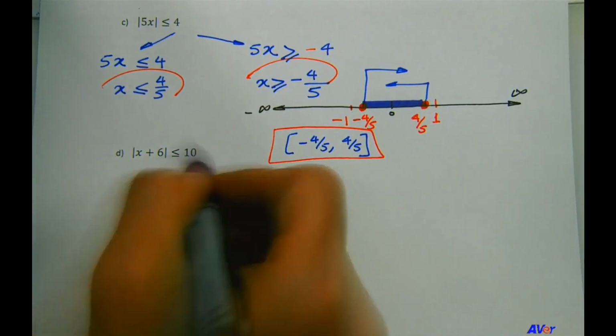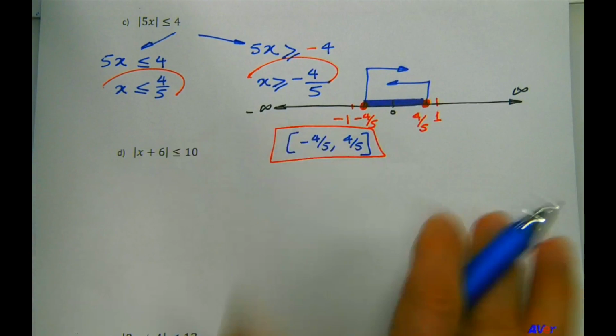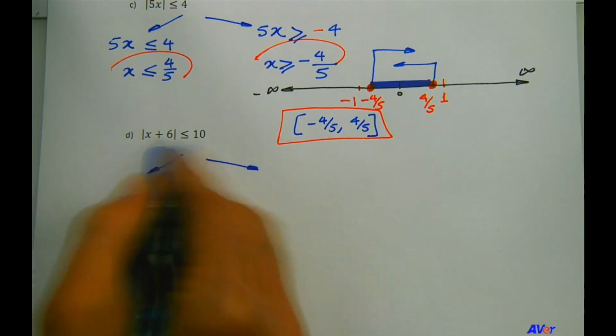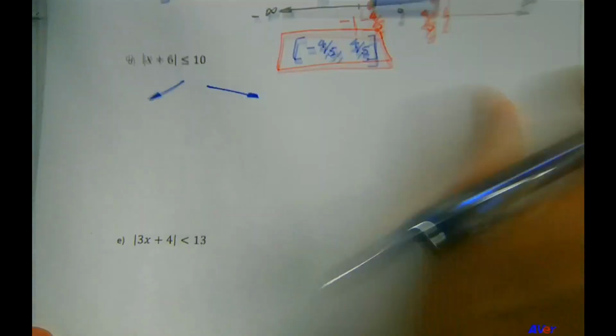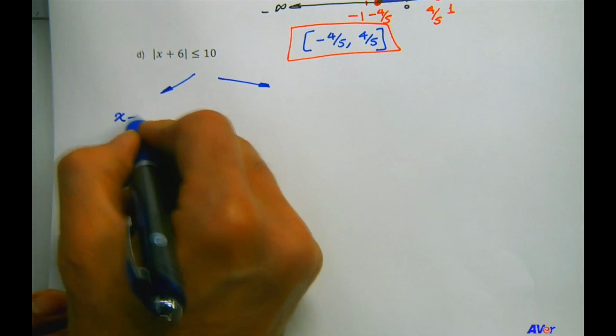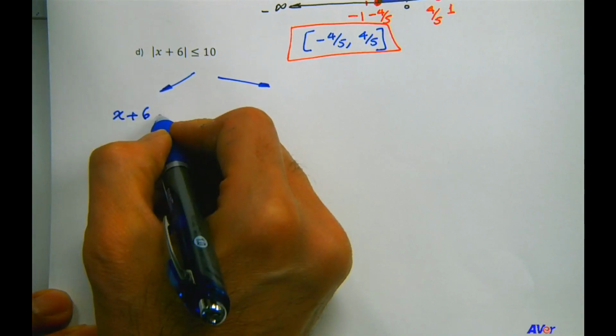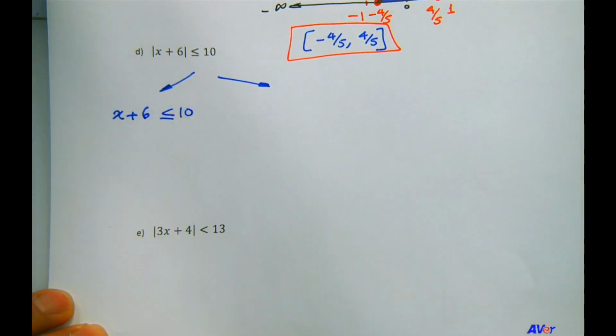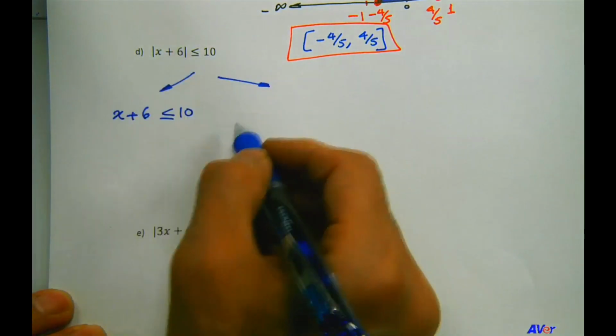Okay? So this one. Once again, we have two solution paths. One is the original inequality written as it is without the absolute value. So x plus 6 less than or equal to 10. Okay? Without the absolute value bars.